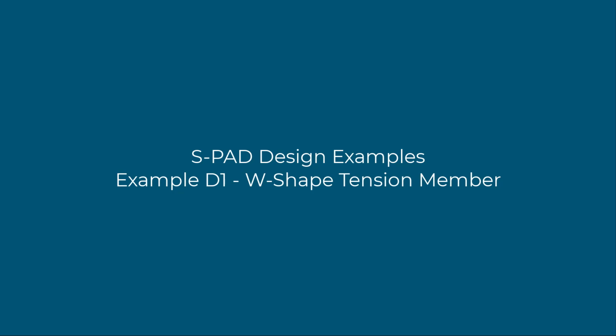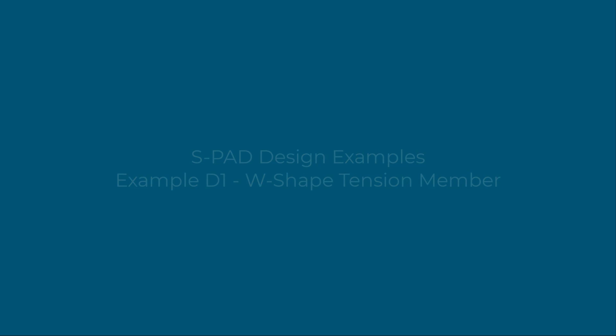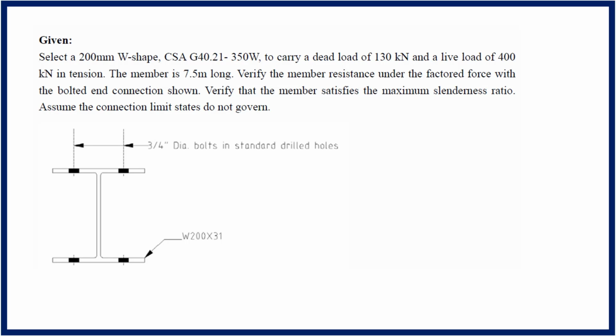In this video we will go over exercise D1 from the steel design examples according to the Canadian S16-14 code, which is available for downloading at our website. Here is the exercise. We need to choose a 200mm W shape that will support a tensile dead load of 130 kN and a live load of 400 kN.